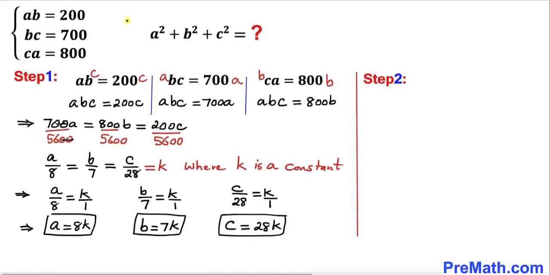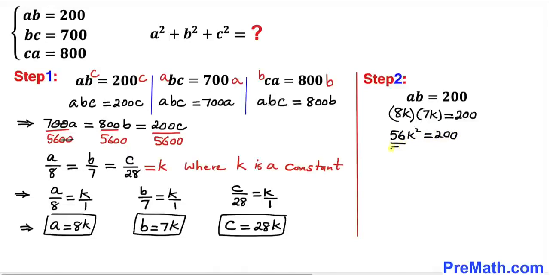And here's our next step. Let's focus on this very first equation, AB equals 200. And here I have copied it down, and let's go ahead and replace this A by 8K and this B by this 7K. So therefore, after this substitution, we are going to get 8K times 7K equals 200. And if we multiply the left hand side, we're going to get 56K square equals 200.